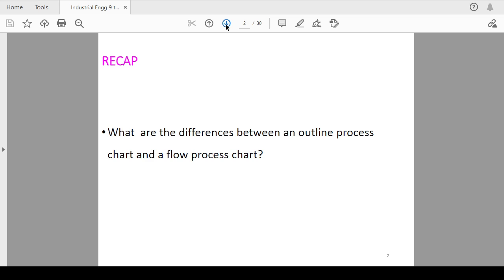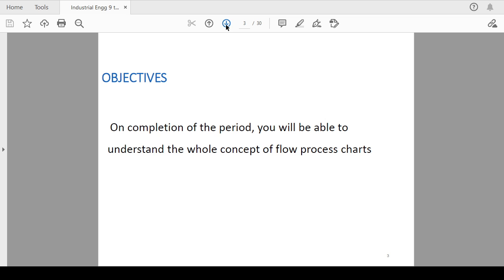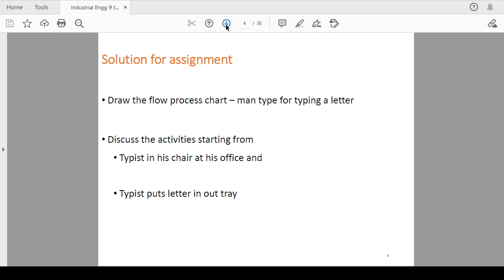So first of all, let's see what are the differences between the outline process chart and flow process chart that we have seen in the previous session. On completion of this, you will understand the whole concept of the flow process chart, and why you are developing the flow process chart.